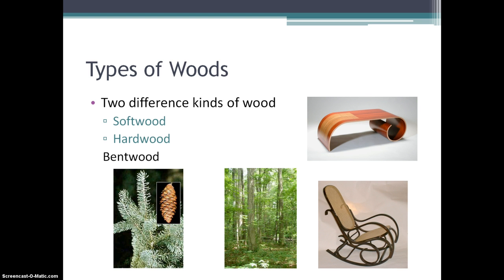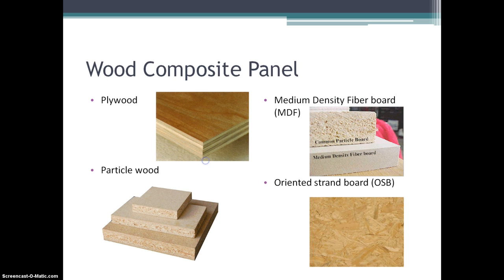And then there's also bent wood, where it's heated and able to be bent into different shapes, such as the rocking chair and the bench. Then there's wood particles, or wood composite panels. It is another material used. The boards are mostly used for performance and affordability and not for appearance.